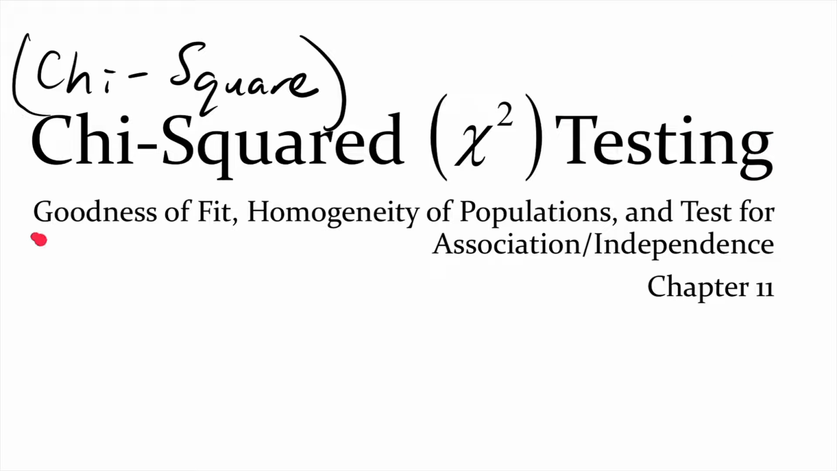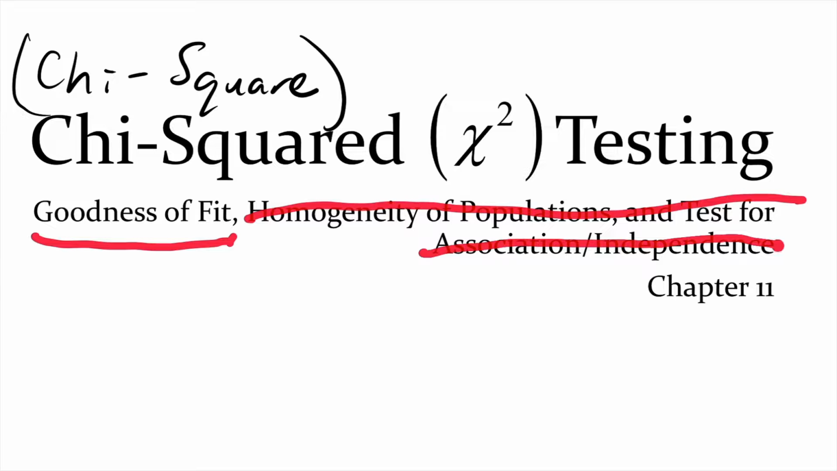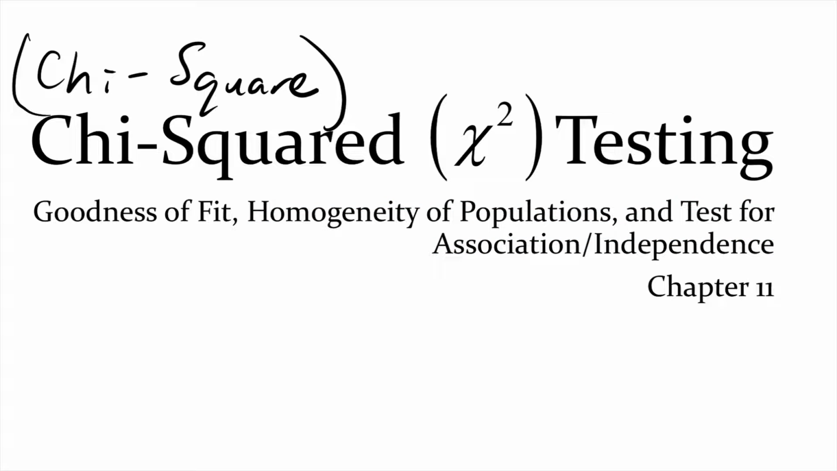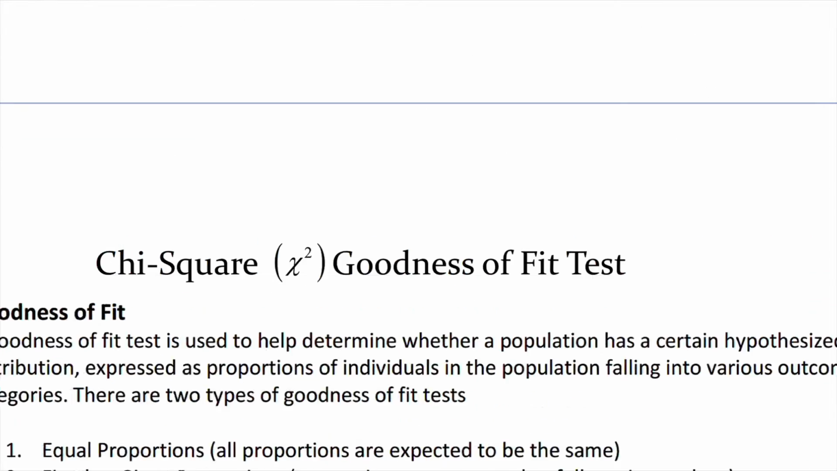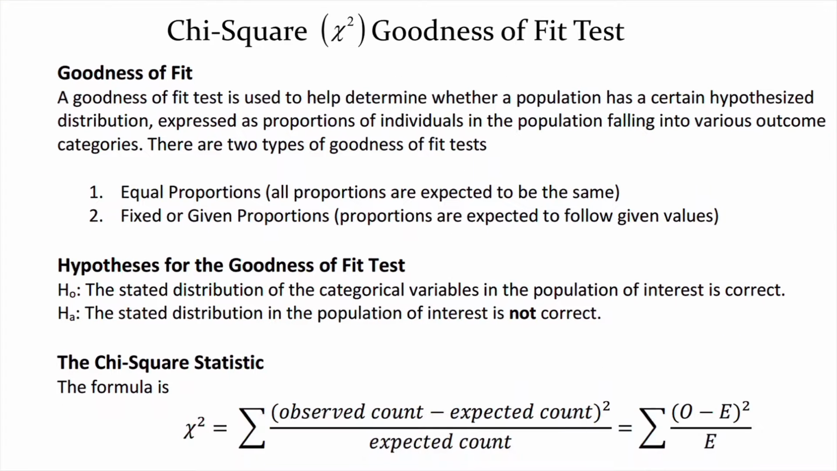Okay. Today, all we're going to do is goodness of fit. These other ones, we're not worried about today. Okay. So just goodness of fit. That's all we're doing today. Later on in the chapter, we'll look at the others, but for today, just goodness of fit. Okay, chi-square goodness of fit.